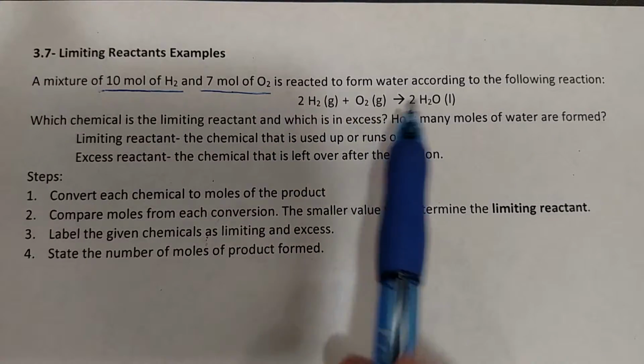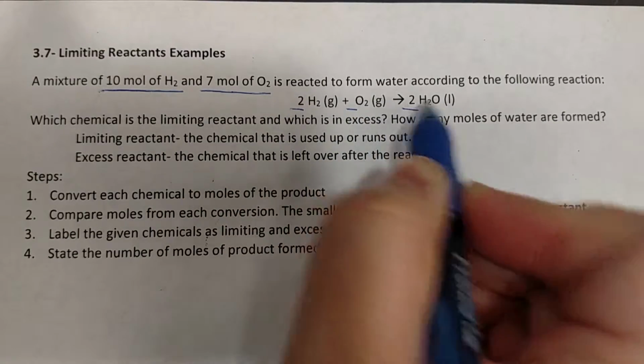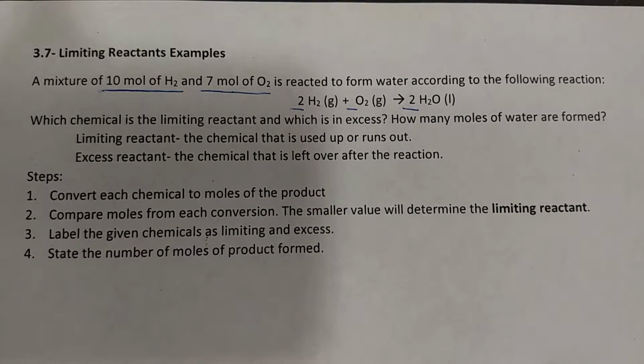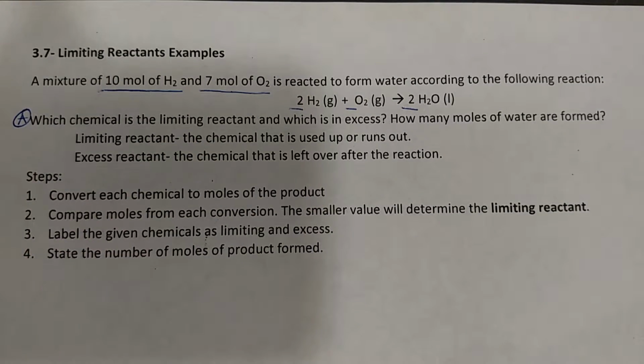So we have our reaction, and it's always important to note what our coefficients are in the balanced reaction because we might be able to use those. It says which chemical is a limiting reactant and which is an excess. So we're going to start with that question, well, that part A, and then we'll come back to the rest of it.